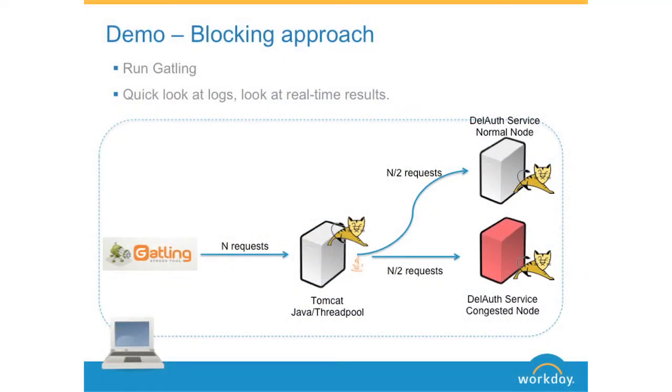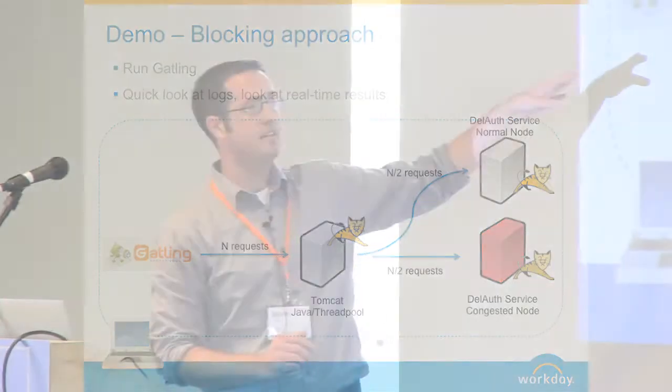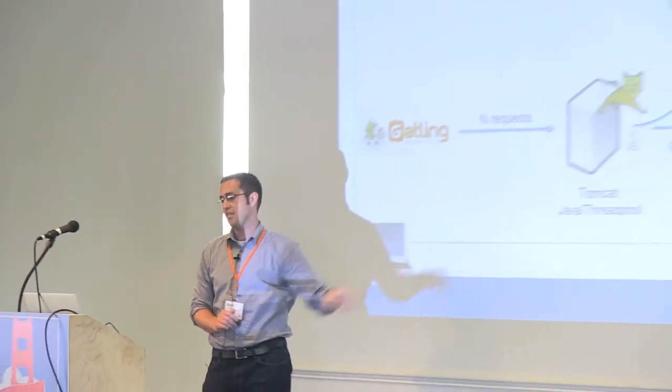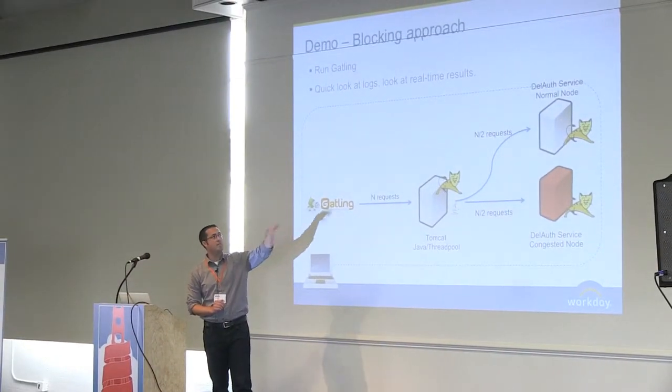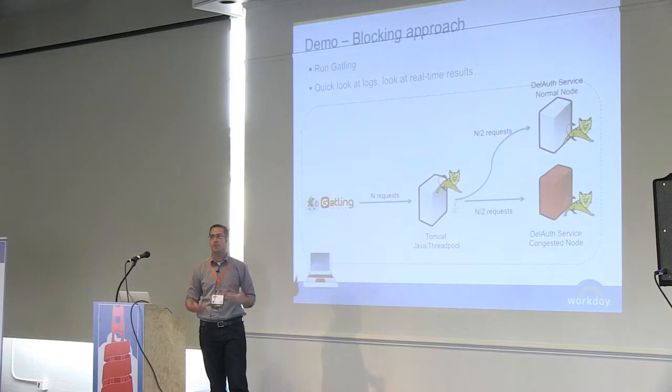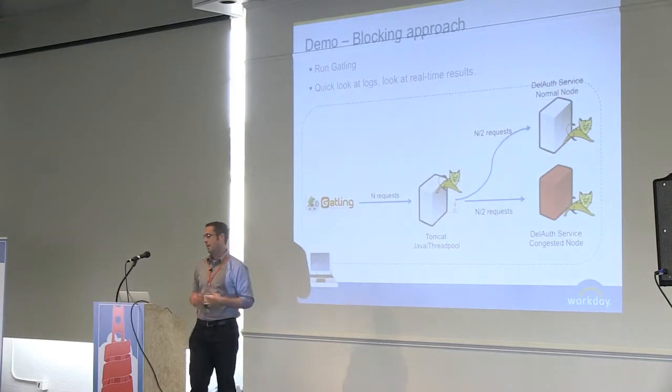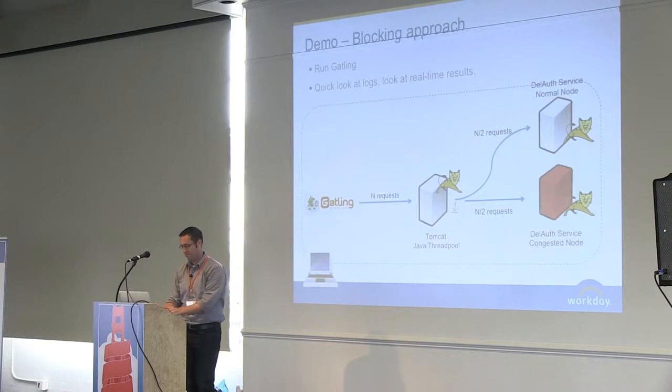So we're going to first demo the blocking approach. All this is running on my laptop. So basically, we're going to run the Gatling client against the Tomcat-based implementation using the Java ThreadPool. And then from that middle processing tier, we're going to send half the requests to a simulated external service that's performing normally, and half of the requests to a congested node.